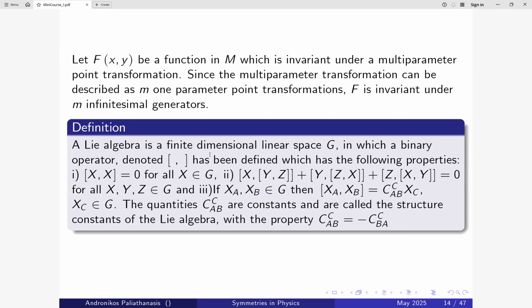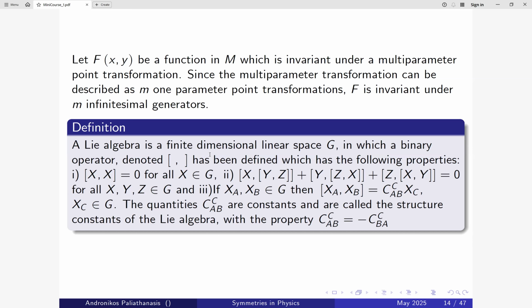Now, if f is a function which is invariant under a multi-parameter point transformation, not just a one-parameter point transformation, where the multi-parameter transformation can be described as a set of m one-parameter point transformations, then f is invariant under m infinitesimal generators. That means that the function f admits m symmetry vectors. The symmetry vectors form a Lie algebra.